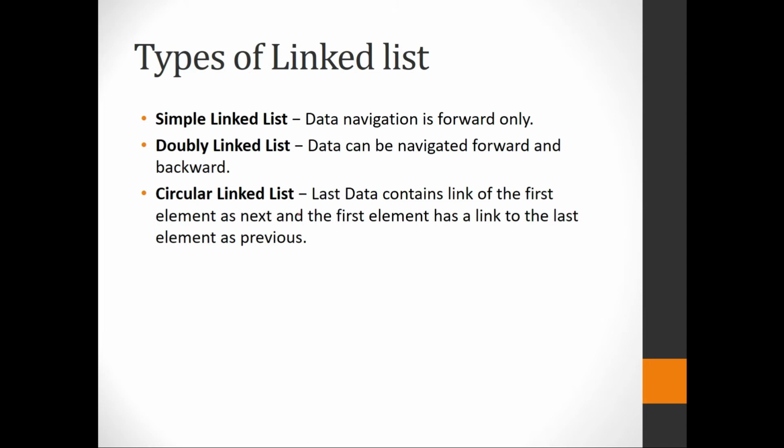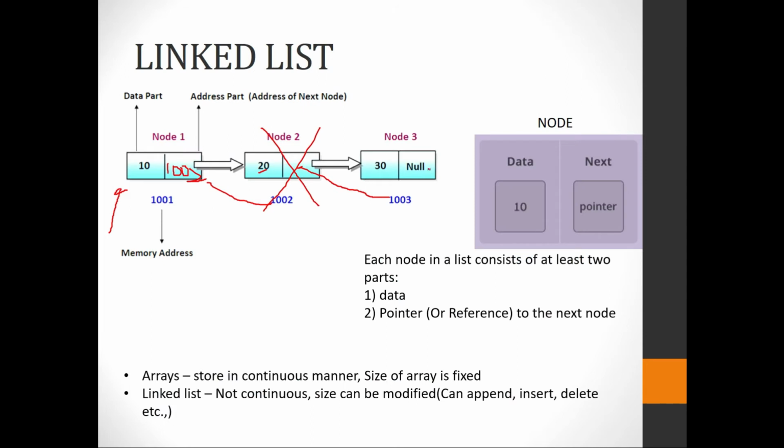And you have another kind of linked list which you call a circular linked list, where the last node contains the link of the first element. What do I mean by that? Instead of this particular null, you have the address 1001, of node 1, written over here. You can see that it has been circularly connected. So you call it a circular linked list. Instead of null, you give the memory address 1001, which means the pointer points to the address of this particular node.